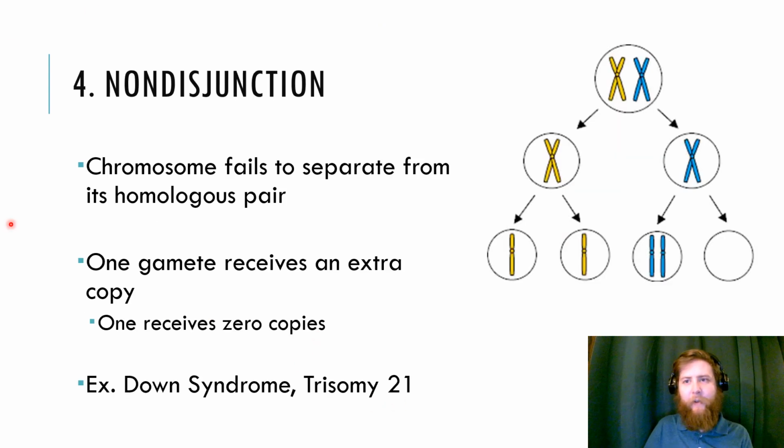The fourth and final kind of chromosome mutation is nondisjunction, where chromosomes fail to separate from their homologous pairs. What happens is one gamete receives an extra copy, this one has 2, and this one receives no copies, it has 0. An example of a disorder caused by this is Down syndrome, which is trisomy 21, or 3 21, so it has 3 chromosomes here, because what will happen is these 2 chromosomes here will meet with one from mom, and now we have 3 chromosomes inside of this newly formed cell.